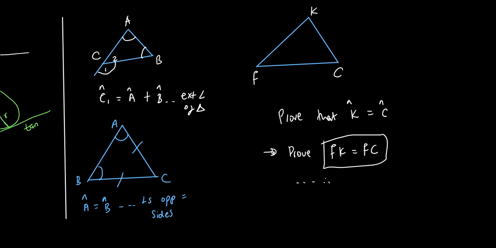So if we prove that FK will be equal to FC, if we can prove that this, that, and that are equal, then it's going to prove that angles K and C are also equal. Then we use angles opposite equal sides. You see, you need to prove that those lines are equal by using other methods.